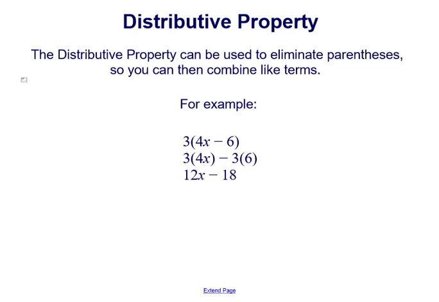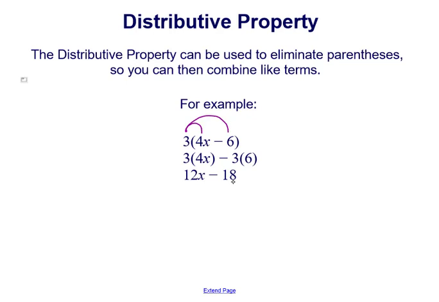So the distributive property is also used to eliminate parentheses so that we then can combine like terms. This is when it's most helpful when evaluating expressions. For example, here we have 3 times the quantity of 4x minus 6. So here we're distributing the 3 to the 4x, so that would be 3 times 4x, which is then 12x. And then we're distributing the 3 to the negative 6, so that would be 3 times 6 is 18, so that would be minus 18. So we can have 12x minus 18.